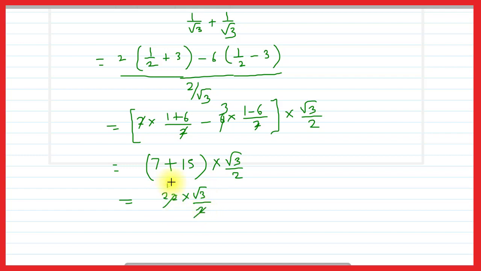So 2 11s are 22 and so it will be 11 root 3, and therefore the required value of the given numbers will be 11 root 3. Now move to the next question.